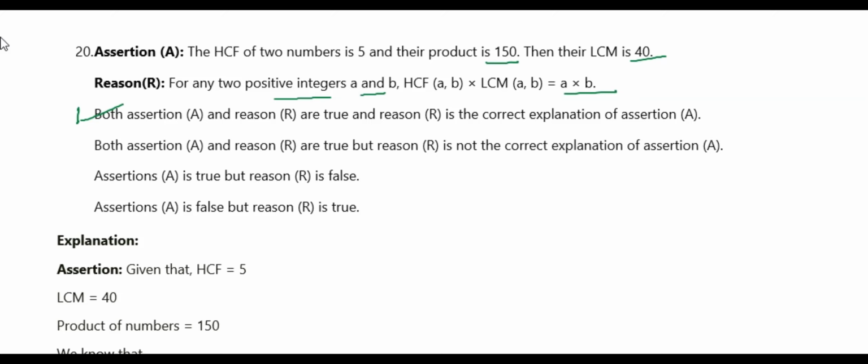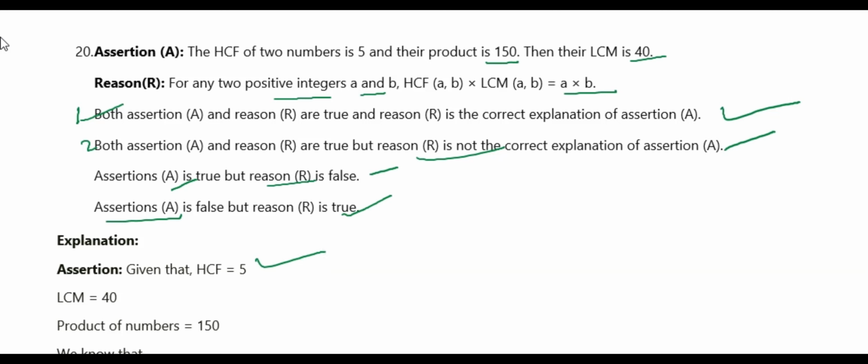Option 1: both assertion A and R are true and R is the correct explanation of A. Second option: both assertion A and reason R are true but R is not the correct explanation of A. Third: assertion A is true but reason R is false. Fourth: assertion A is false but reason R is true.